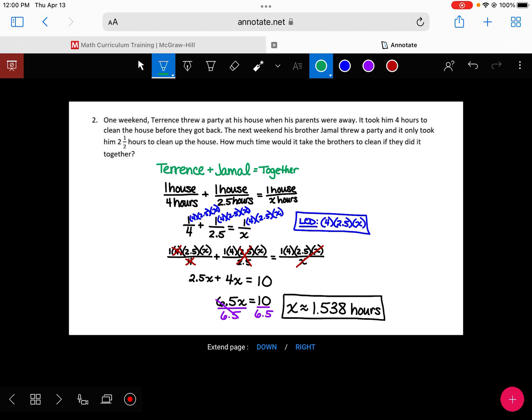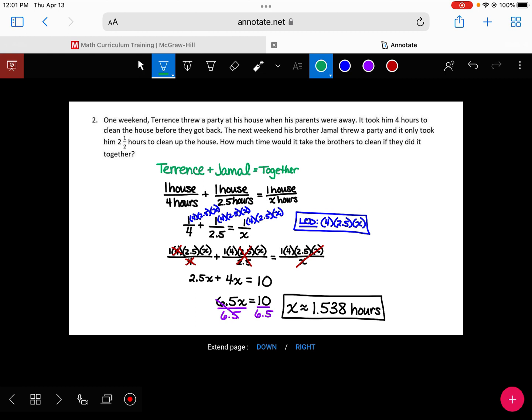I dropped my plus sign down between them. Then I dropped my equal sign. Over here, the x is canceled. So I had 1 times 4 times 2.5, and 1 times 4 times 2.5 is 10. Because I had an x left on the first one and an x left on the second one, that made them like terms. So I could combine them together. Does that help? Yes. Okay.